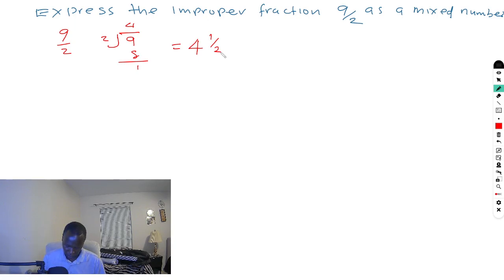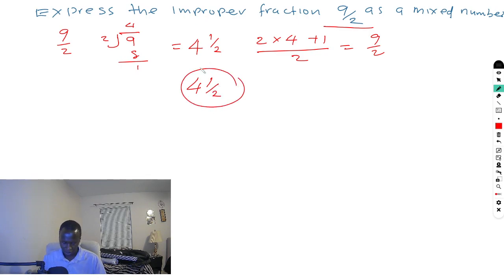Okay, so when you convert this one to improper, you say 2 times 4 plus 1 over 2. That means it is 2 times 4 is 8, plus 1 is 9 over 2. Therefore, if you change this one into a mixed fraction, you get 4 and a half.